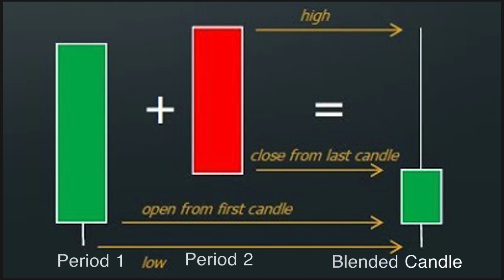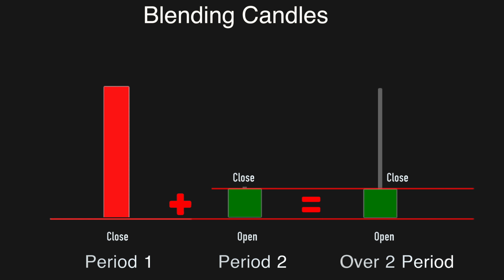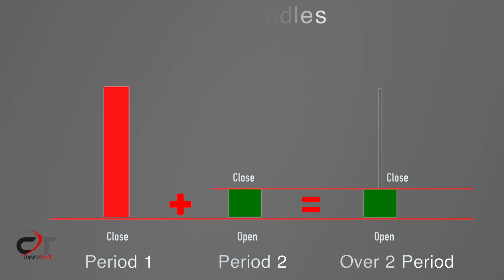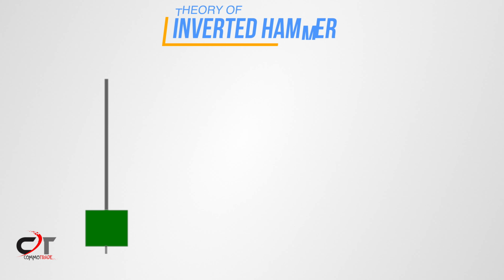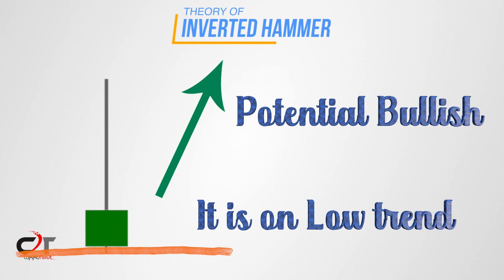This is also a blended candle of an inverted hammer. The gap between the closing price of the bearish candle and the open price of the blended candle is a sign of a potential bullish reversal pattern in the market. The inverted hammer forms in a downtrend of the chart and is a sign of a potential bullish reversal pattern in the market. The market should be going up.